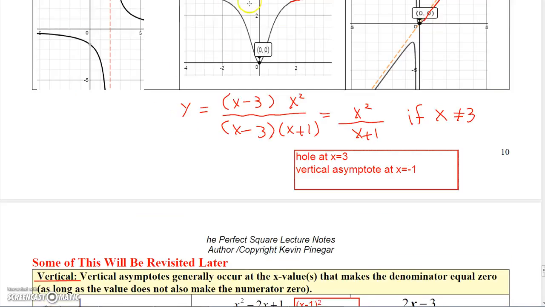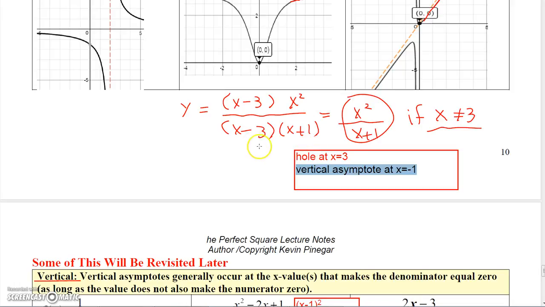I wanted to show you one more function here. Notice this function, x minus 3 times x squared over x minus 3 times x plus 1. Now, in most cases, you can cancel x minus 3 over x minus 3 because that equals 1. But the only time you couldn't cancel is if x equaled 3, because in that case you would have 0 over 0, which is undefined. So as long as x does not equal 3, we could write this as x squared over x plus 1, which would have a vertical asymptote at negative 1.